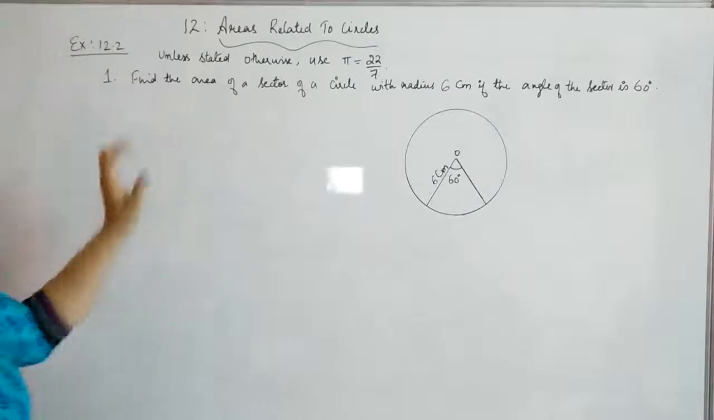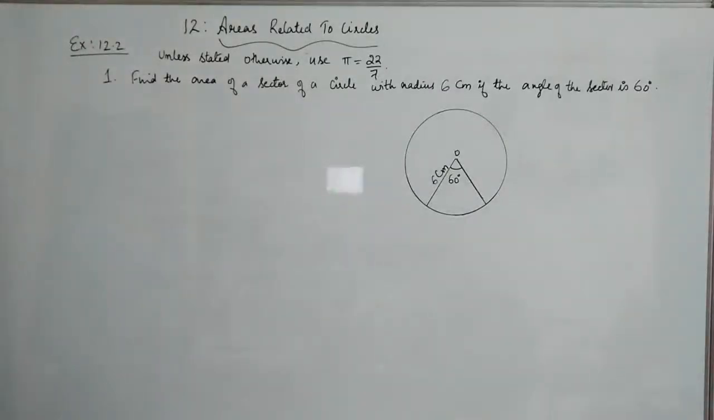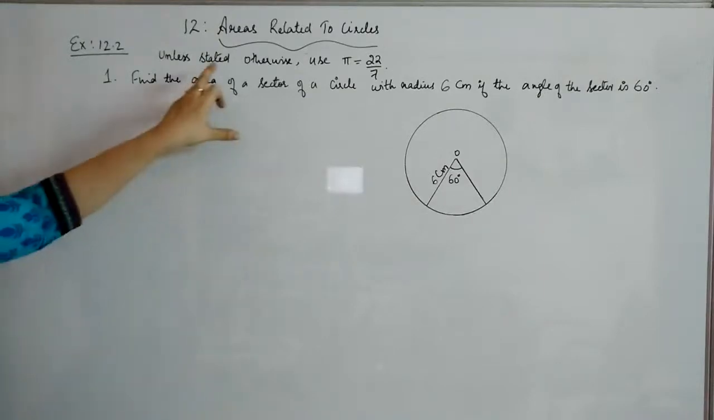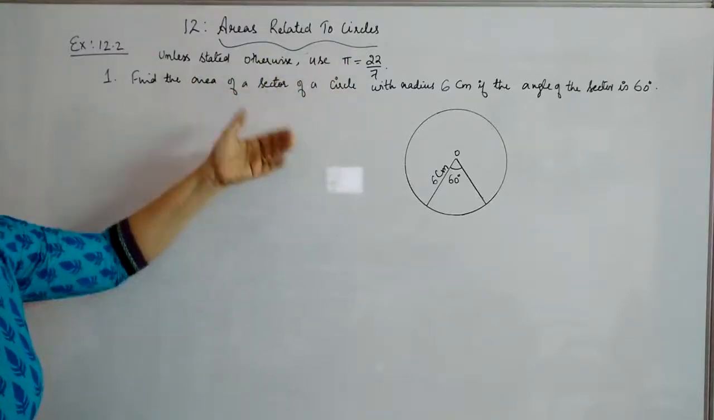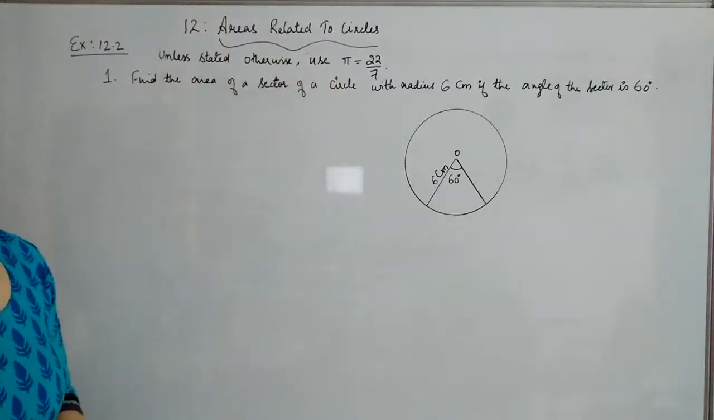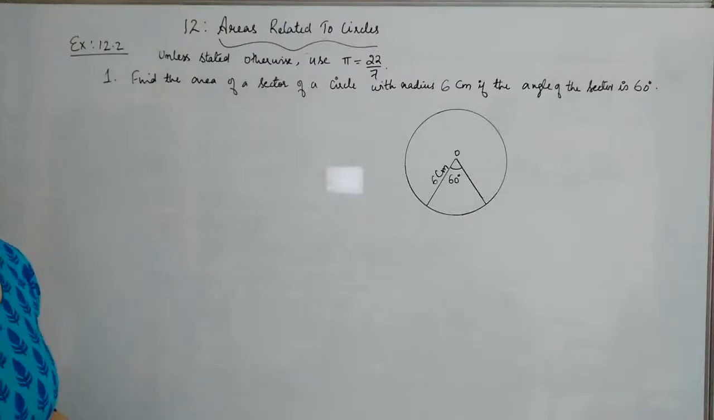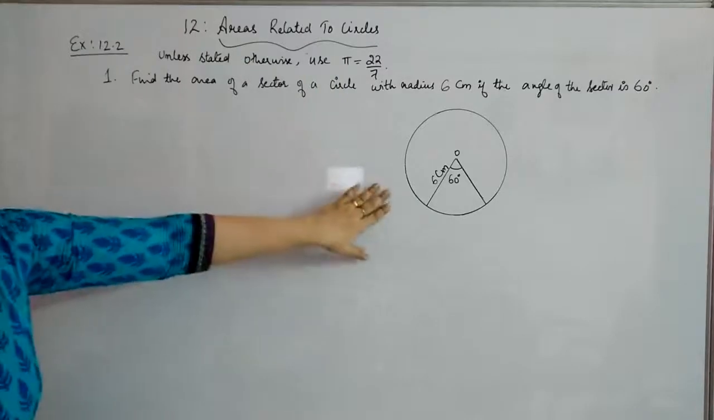The first question is, find the area of a sector of a circle with radius 6 centimeter if the angle of the sector is 60 degrees. They have given that you have to use the value of pi as 22/7 unless stated otherwise, means if they are giving that pi should be taken as 3.14, then only you have to take that, otherwise you have to take 22/7. Okay, so the rough figure is here.